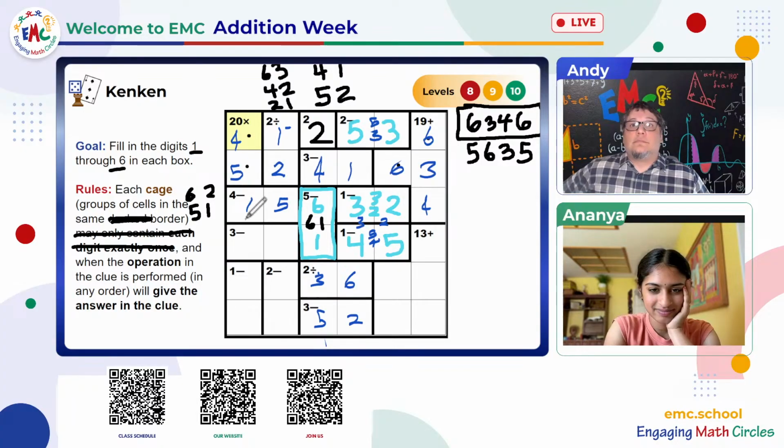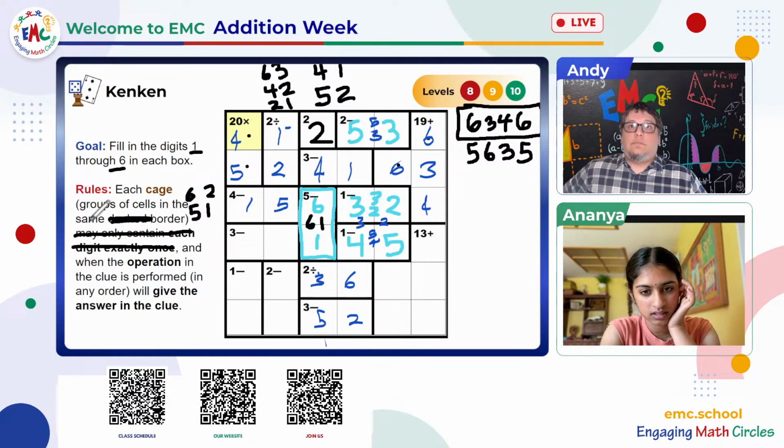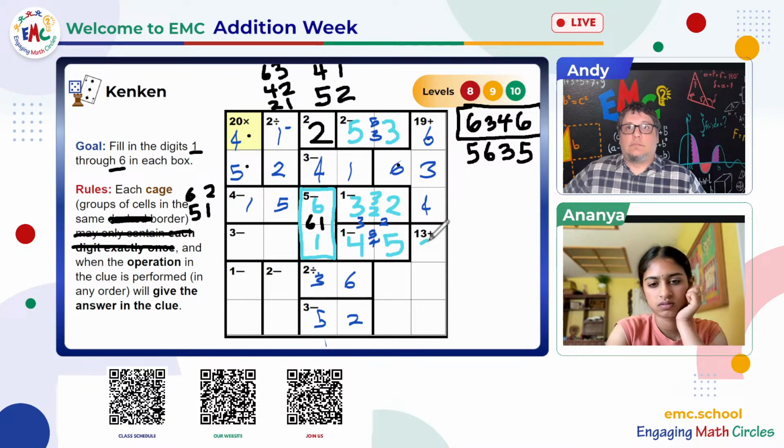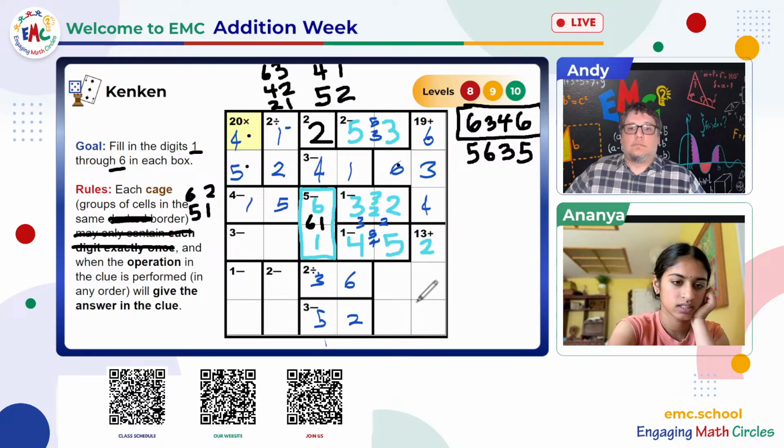We have 1, 2, 5, 1, 4, 5 here. So then this would have to be 6, 3 over here, which forces this to be 2. And then these have to be 2. Wait, let me. My annotate thing is gone.